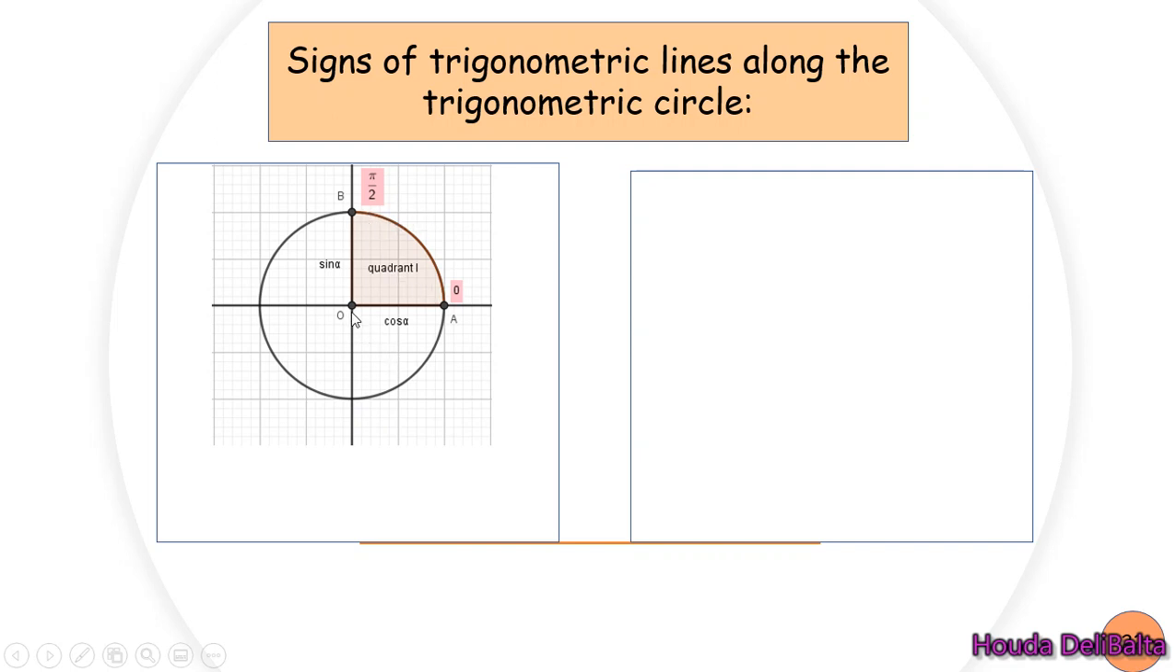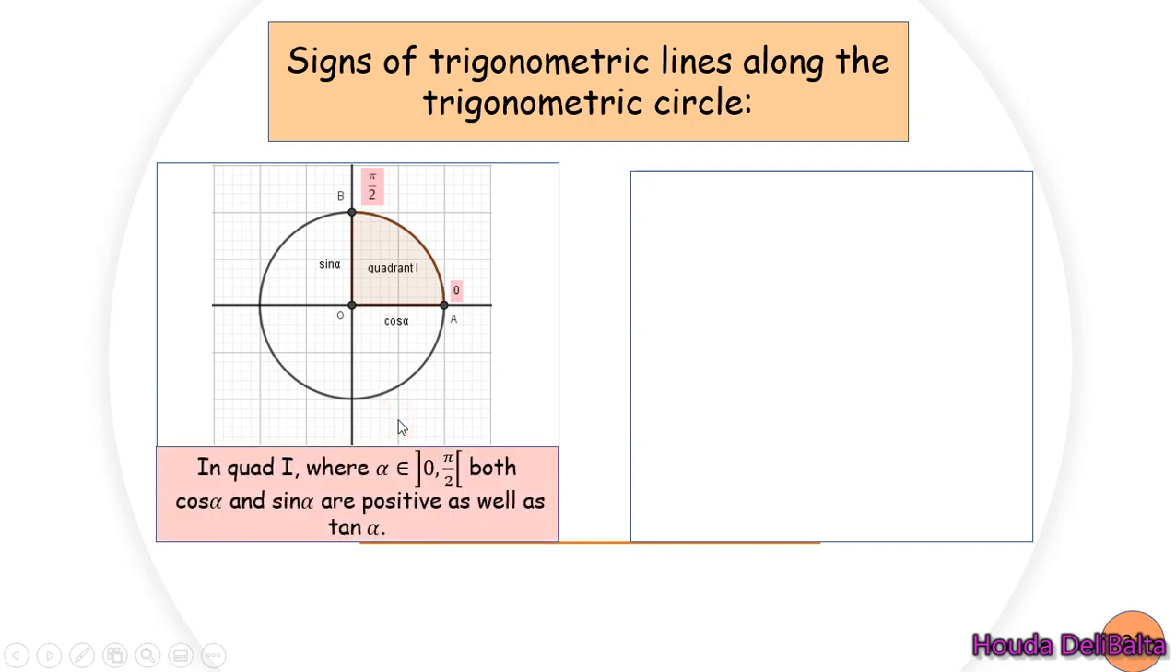Now in quadrant 1, note that cosine alpha is going in the positive direction of the orthonormal system, as well as sine alpha is going upwards. So cosine alpha goes to the right and sine alpha goes upwards, then both are positive in quadrant 1. To sum up, in quadrant 1, where alpha belongs to the interval 0, pi over 2, both cosine alpha and sine alpha are positive. So as a result, tangent alpha, because it is the quotient of sine by cosine, would be positive.